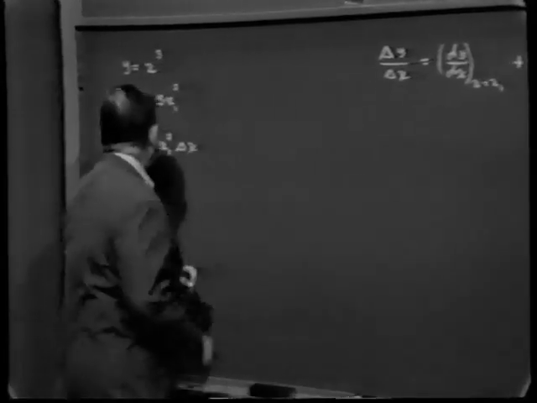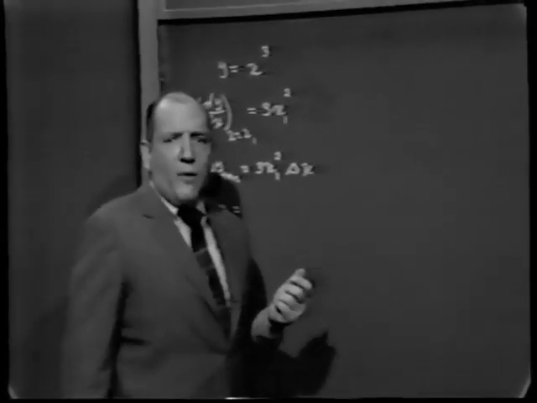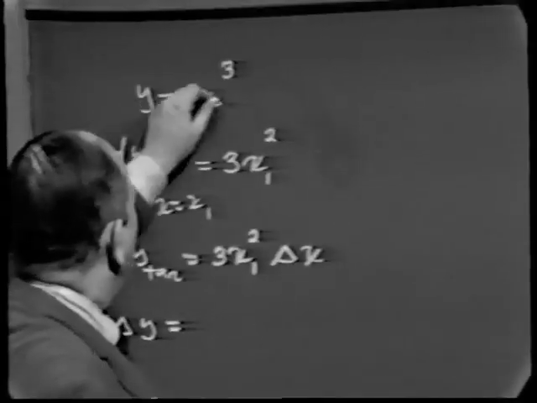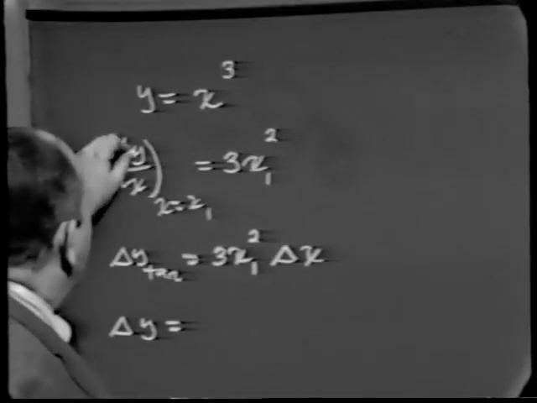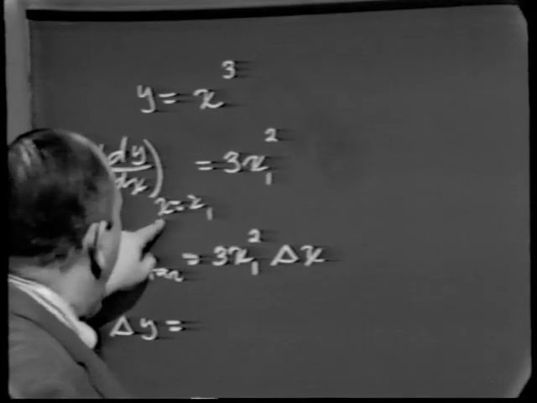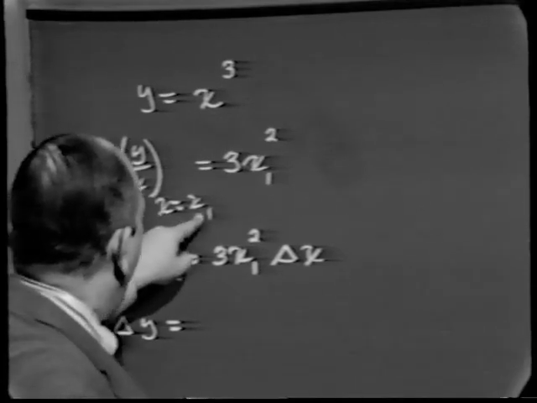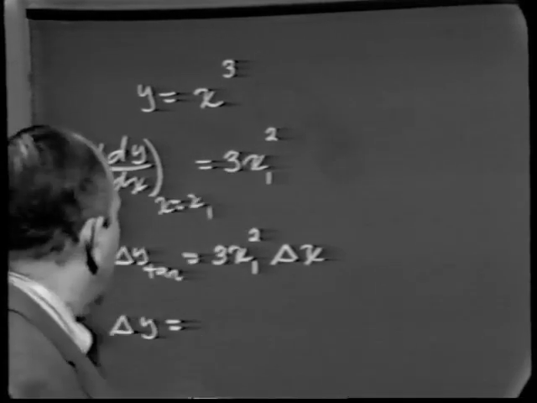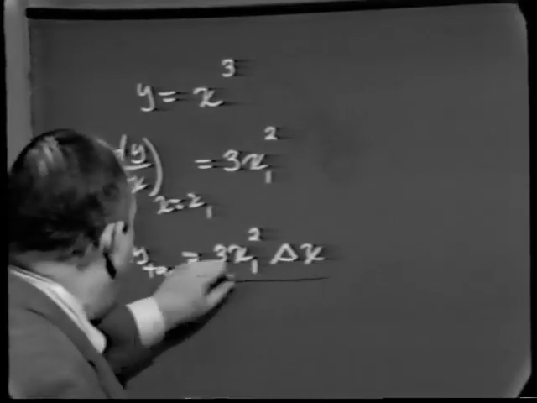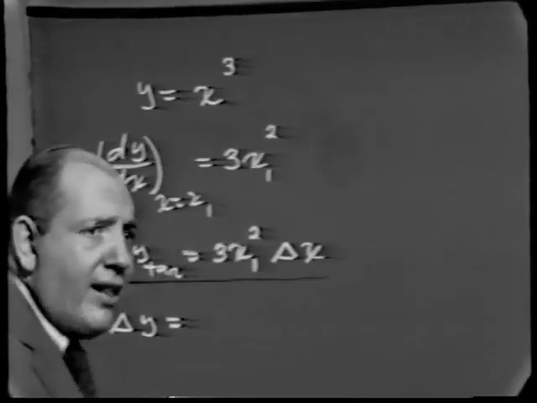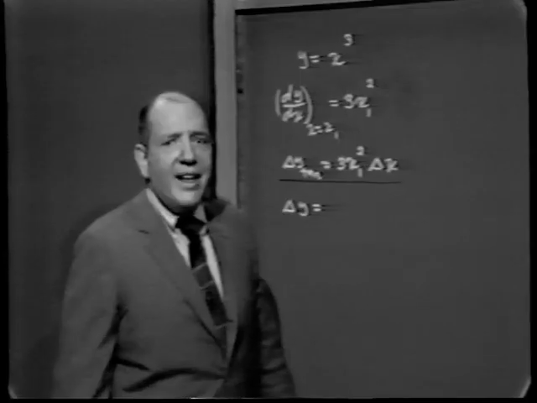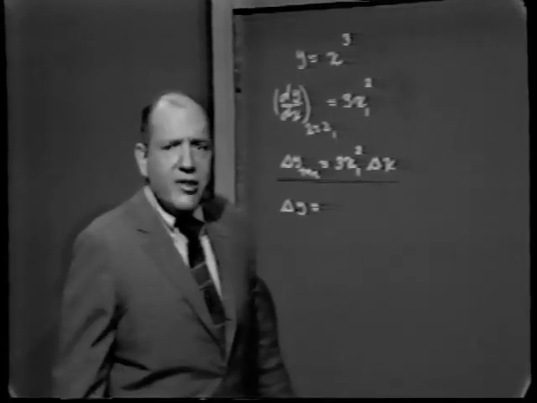Instead of trying to find the cube of 4.01, the generalization here is what? That we could take the curve y equals x cubed. The derivative of y with respect to x would then be 3x squared. Evaluated at an arbitrary point x equals x1, we would get 3x1 squared, in which case delta y tan would be 3x1 squared times delta x. Could we have computed the exact value of delta y had we wished? And the answer, of course, is yes.